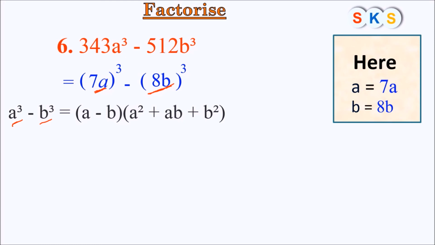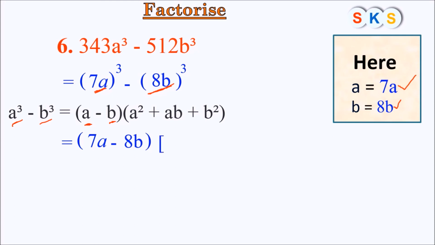Now we will substitute the value of a and b in both the brackets. Let's see, the first term of the first bracket is a, right? So at the place of a, what can we write? Look at the rectangular box, it's 7a. And at the place of b, what can we write? 8b. You can see in the rectangular box b equals 8b. So we will replace a by 7a and b by 8b. So if we substitute the value of a and b in the first bracket, you will get 7a minus 8b. Close the bracket.